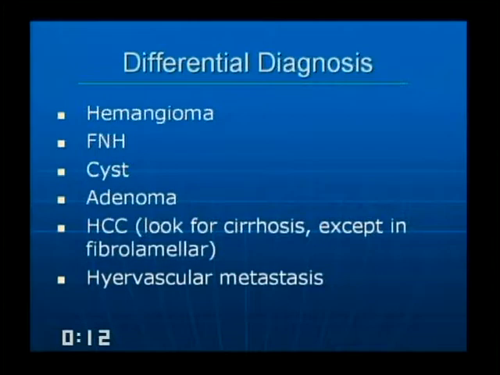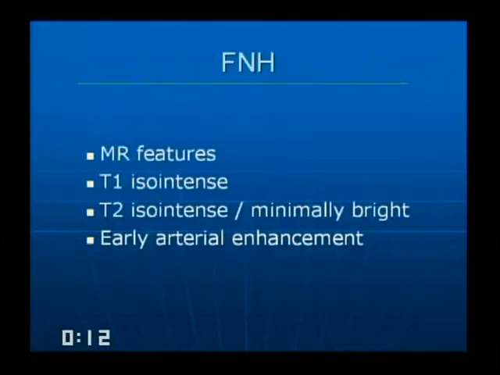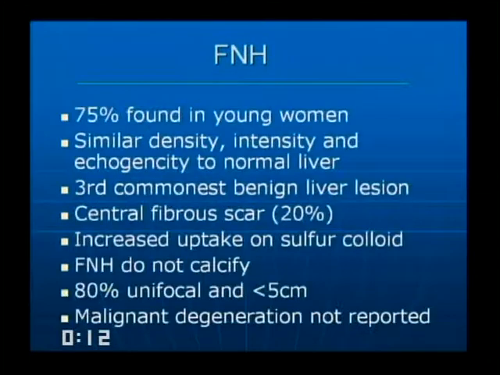This turned out to be an FNH. So the MR features are usually iso-intense, and they're nearly so on T1. T2 could be iso-intense or a little bright with early arterial enhancement. And those were the features we saw in this case. 75% are found in young women. Similar density, intensity, and on ultrasound, echogenicity to surrounding liver can sometimes make them hard to see.